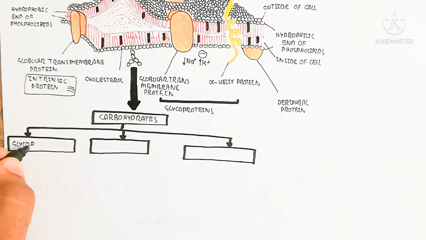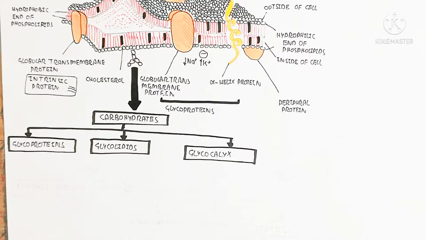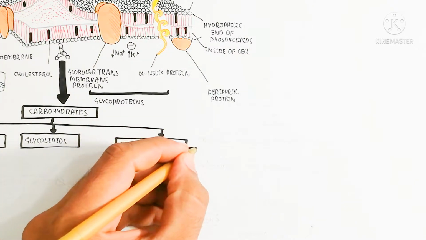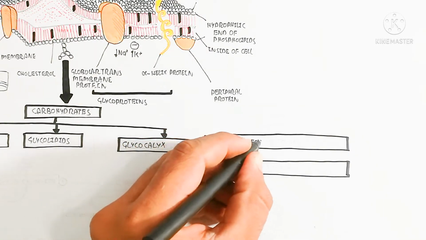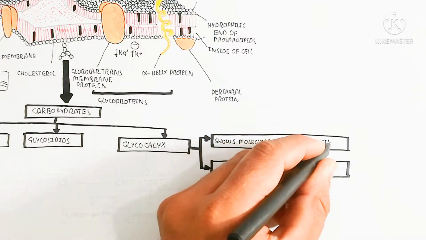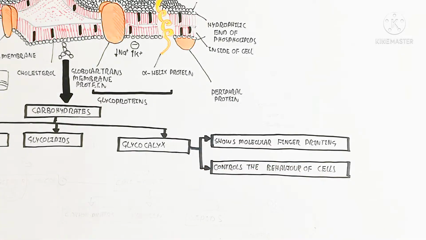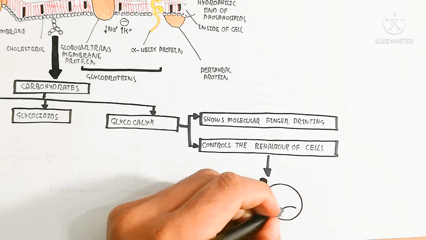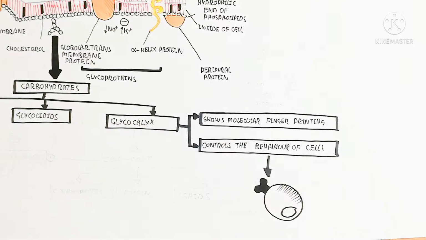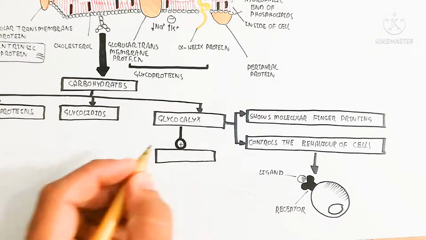Let's understand carbohydrate attachment. When carbohydrate attaches to proteins, it is known as glycoprotein, and when it binds with lipids, it is known as glycolipid. Protein and carbohydrate collectively are known as the glycocalyx. The glycocalyx shows molecular fingerprinting and controls the behavior of the cell. The behavior of the cell is due to the production of receptors and the receiving of different ligands on different receptors, through conformation change through glycocalyx formation.